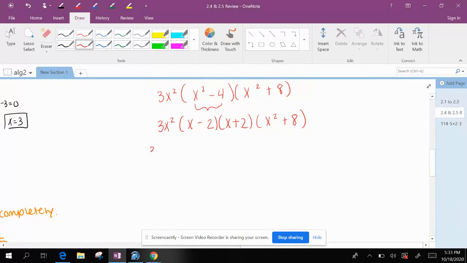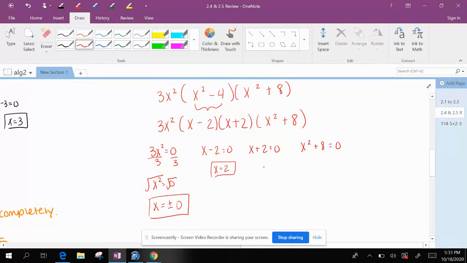That's a lot. Let's say 3x squared equals 0, x minus 2 equals 0, x plus 2 equals 0, x squared plus 8 equals 0. This guy's easy. Divide by 3, x squared equals 0. We take the square root. Because it's a square, you technically have 2 answers. Add 2. Here we're going to subtract 2. Here we're going to subtract 8. Then we're going to take the square root.